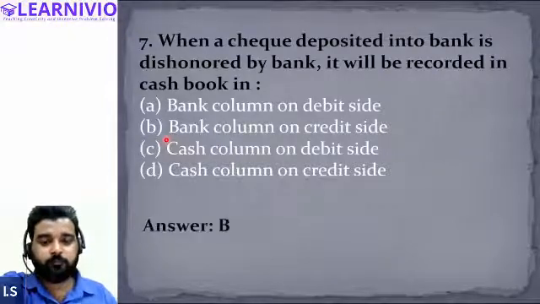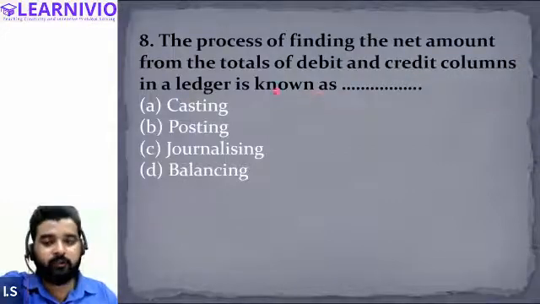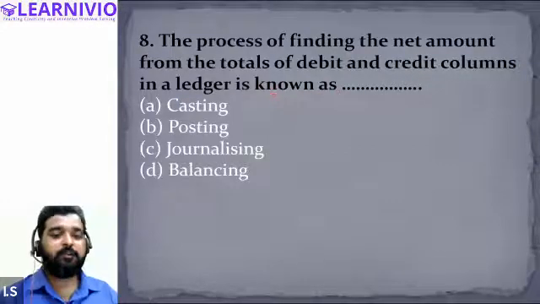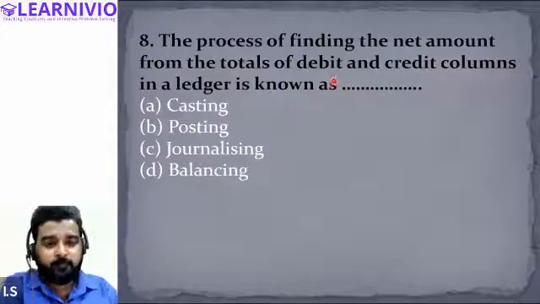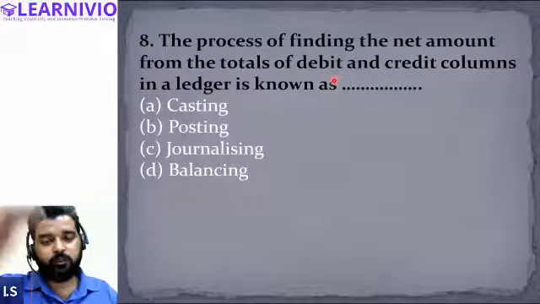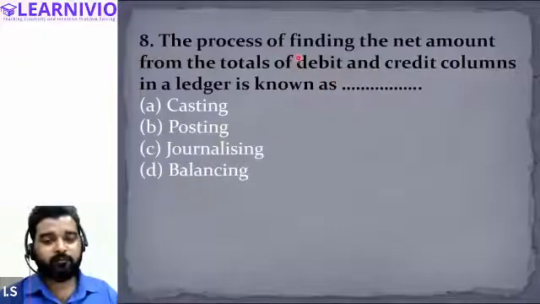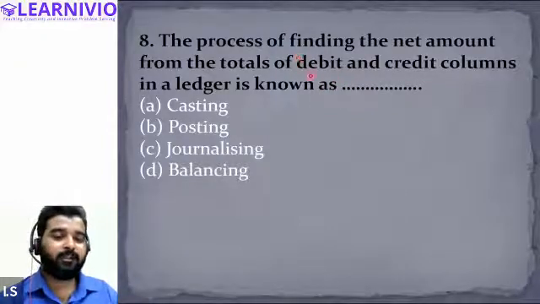Yes, sir. Now, eighth question. The process of finding the net amount from the total of debit and credit column in a ledger is known as, what do we call it? Whenever we find the balancing figures, when we reduce the credit side from the debit side and debit side from the credit side, the ultimate final step that we do, what do we call this step?